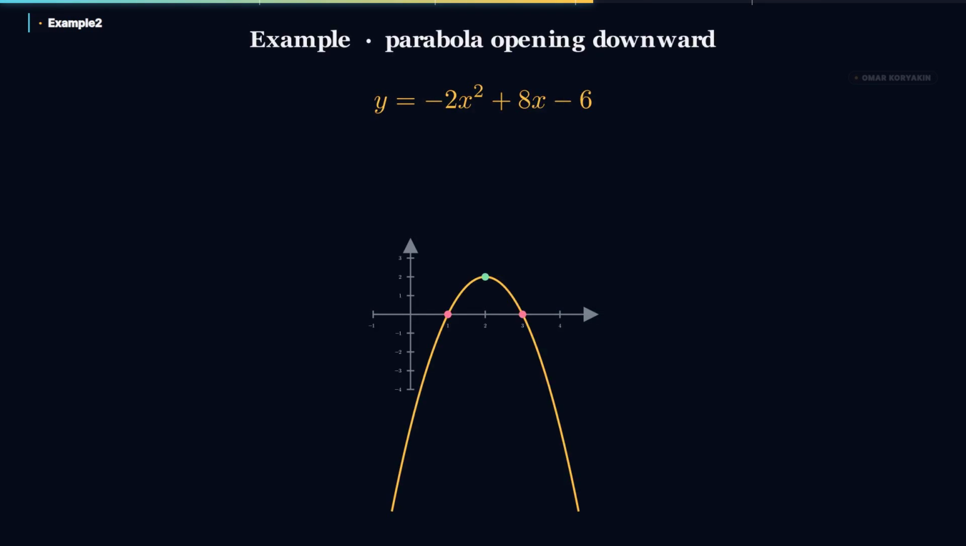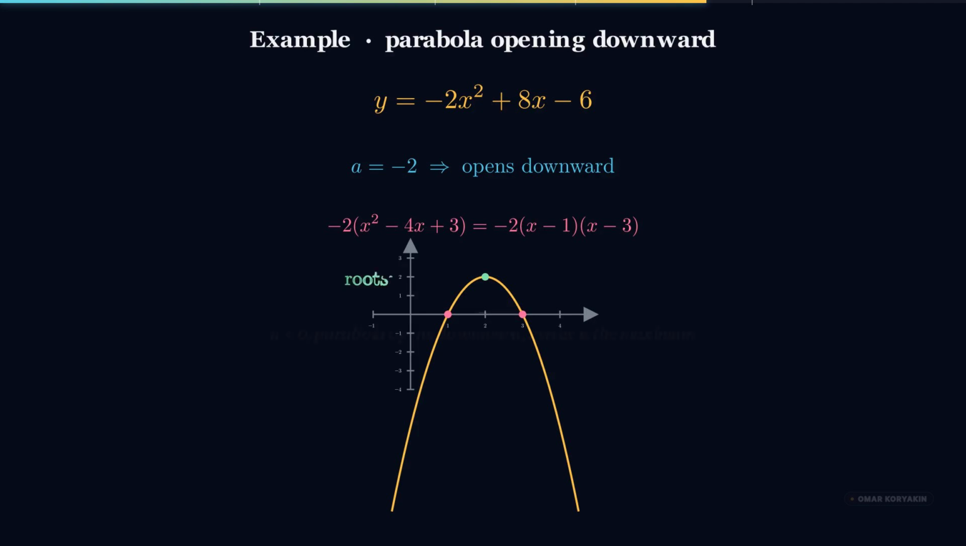Example 2. Y equals negative 2x squared plus 8x minus 6. The negative leading coefficient means the parabola opens downward. Factor out the negative 2. The expression becomes negative 2 times x squared minus 4x plus 3. The trinomial inside factors as x minus 1 times x minus 3. The roots are x equals 1 and x equals 3, the same x values where the trinomial equals 0. The negative 2 out front does not move the roots, it just flips the parabola.